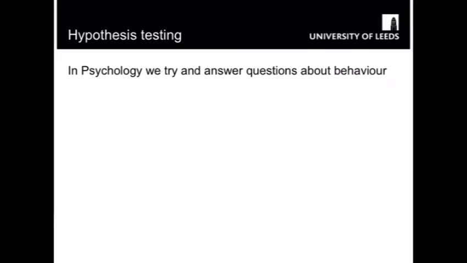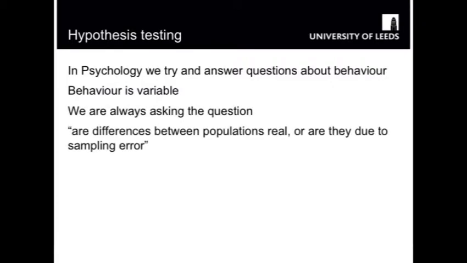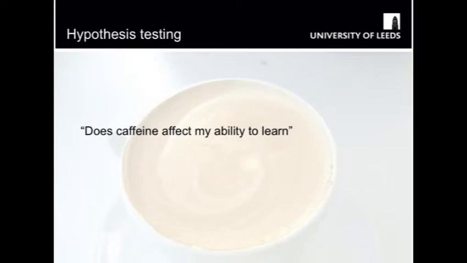In psychology, we're trying to answer questions about behaviour, and behaviour is variable. While we might want to know about cognitive processes underlying behaviour, we can't measure those cognitive processes directly. Therefore, we have to use behaviour and analysis of that behaviour in order to answer our questions about cognitive processes. One of the things we're trying to do is to establish whether differences between two populations are due to perhaps an experimental manipulation or a difference between those populations such as personality types, or whether it's down to chance or a sampling error. For example, we might ask a question such as, does caffeine help me learn?